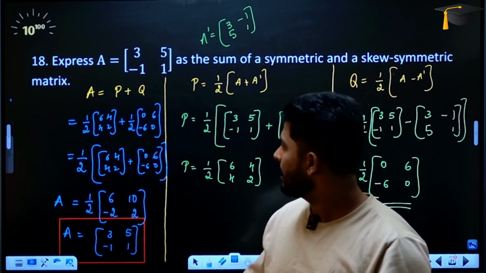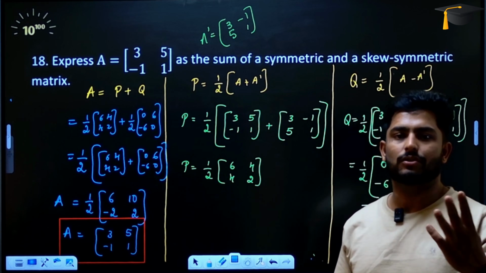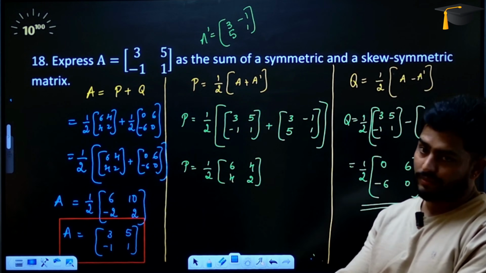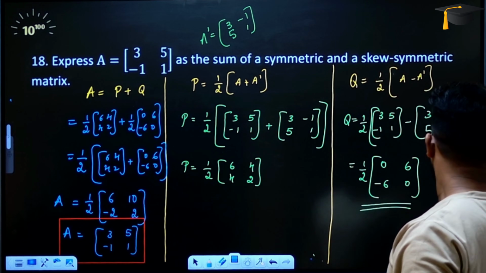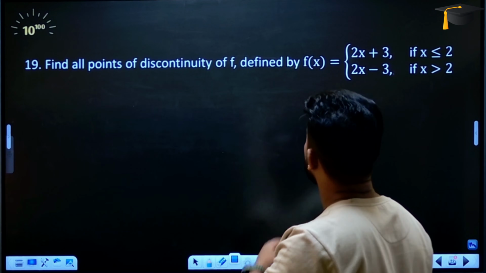Please don't go wrong here. It's a very, very simple question. Easily you can score 3 marks out of this, children. Okay. And it's very important for this time also. So practice well. Okay. Next, to find all points of discontinuities.